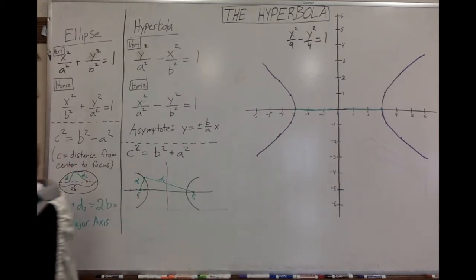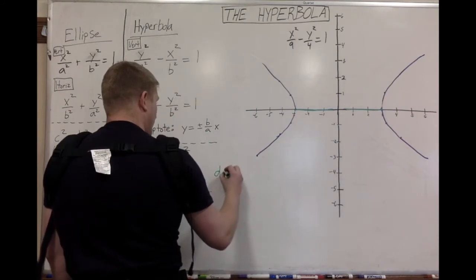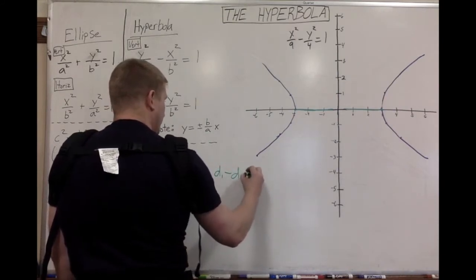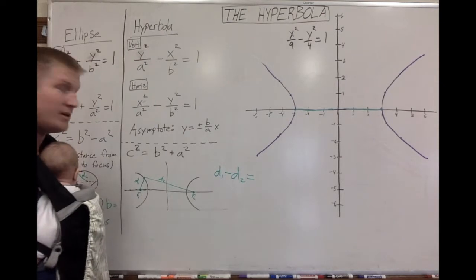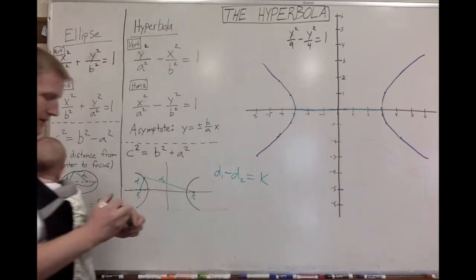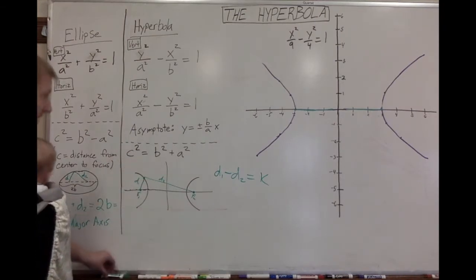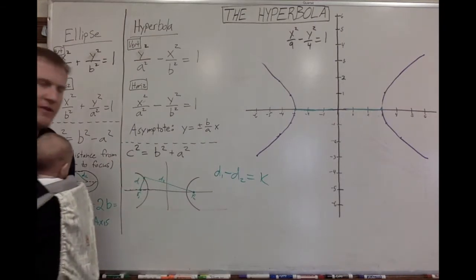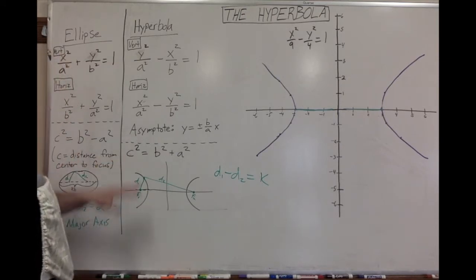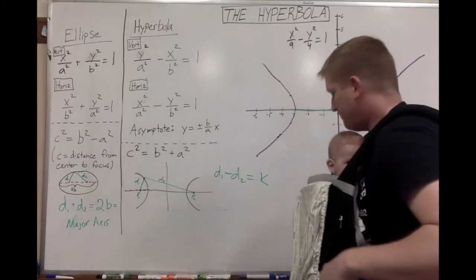Our conjecture is going to be that D1 minus D2 equals some constant distance. Let's call it K for now. All right. So far these are conjectures, but let's see if this works. Let's assume that both of these are true and see what happens.